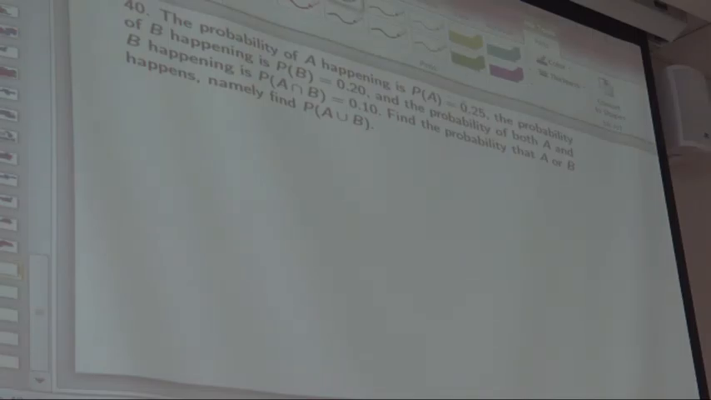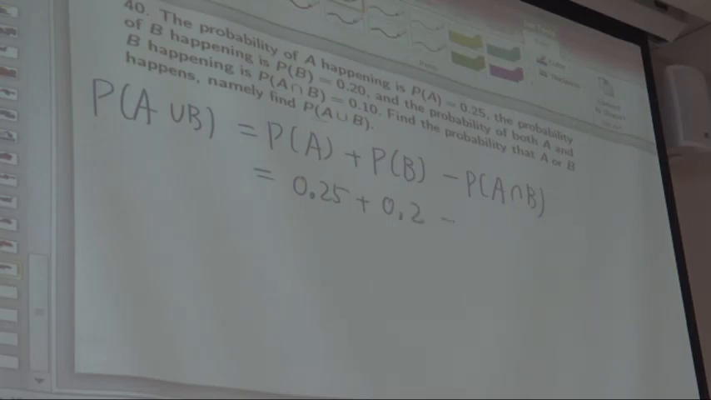And the probability of A is 0.25, the probability of B is 0.2, and the overlap is 0.1, and we are going to find the probability of A or B. So A or B is the probability of A plus the probability of B minus the probability of A and B. So 0.25 plus 0.2 minus 0.1, which is 0.35. That's it.